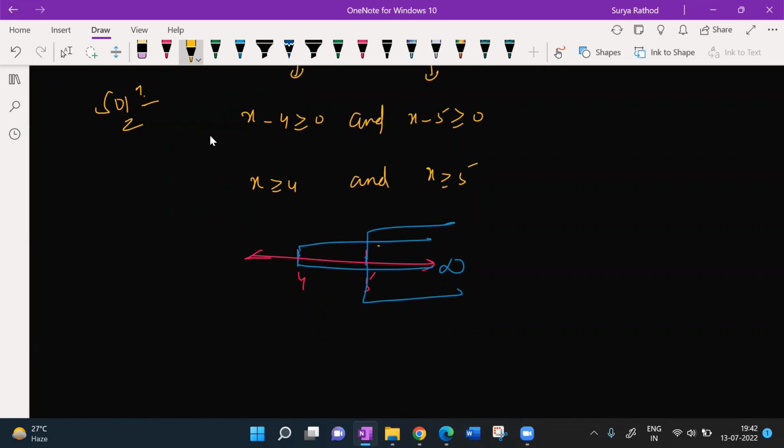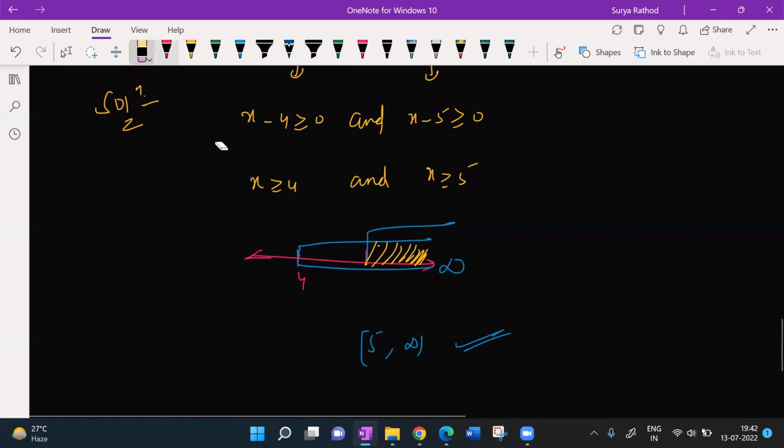Can I write now? This is my common region. What is the answer going to be? 5 to infinity, or not? I can include 4. 5 is greater than 4 or not here? That is my common. What is the common point? What is the common, beta?